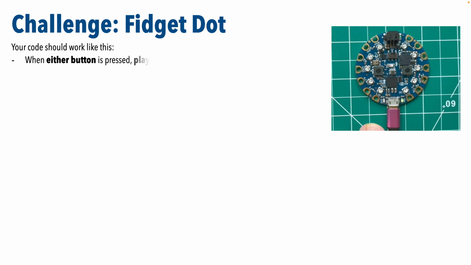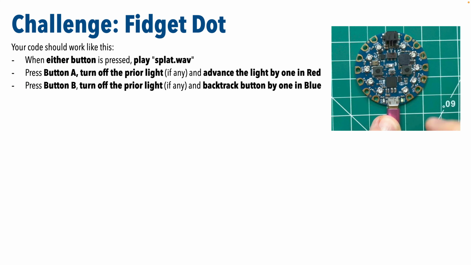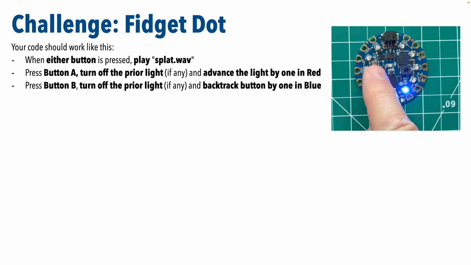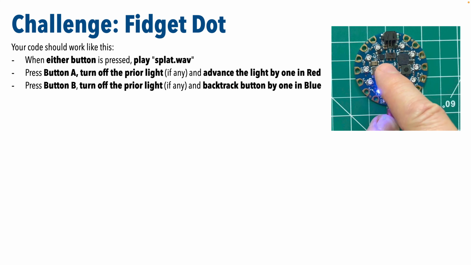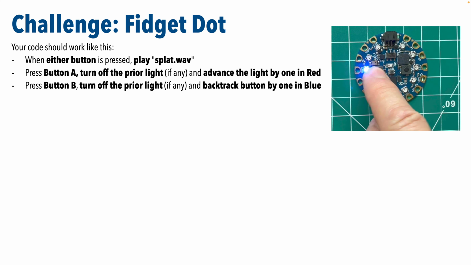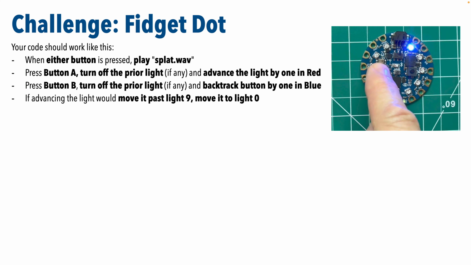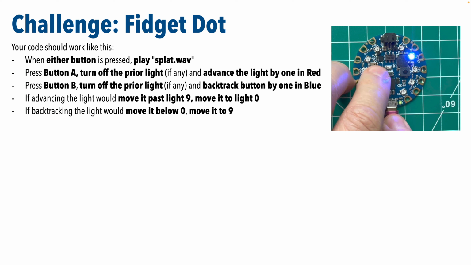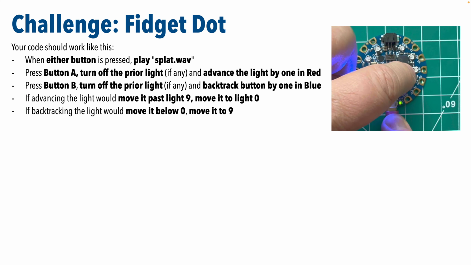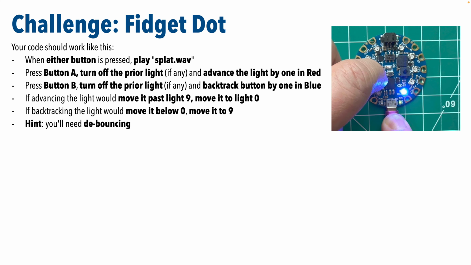Now I said if any because when the program first starts, no lights are lit up. That might be one of the harder things for you to do, and if that trips you up, try to get everything else and you can just start at 0. You see how we're moving backwards and forwards, red and blue, depending on which button is pressed? If the advancing light moves past light 9, then move it to light 0. If backtracking moves below 0, move it to 9. So the idea is the light would spin all around your Circuit Playground. Hint, you're going to need to use debouncing.